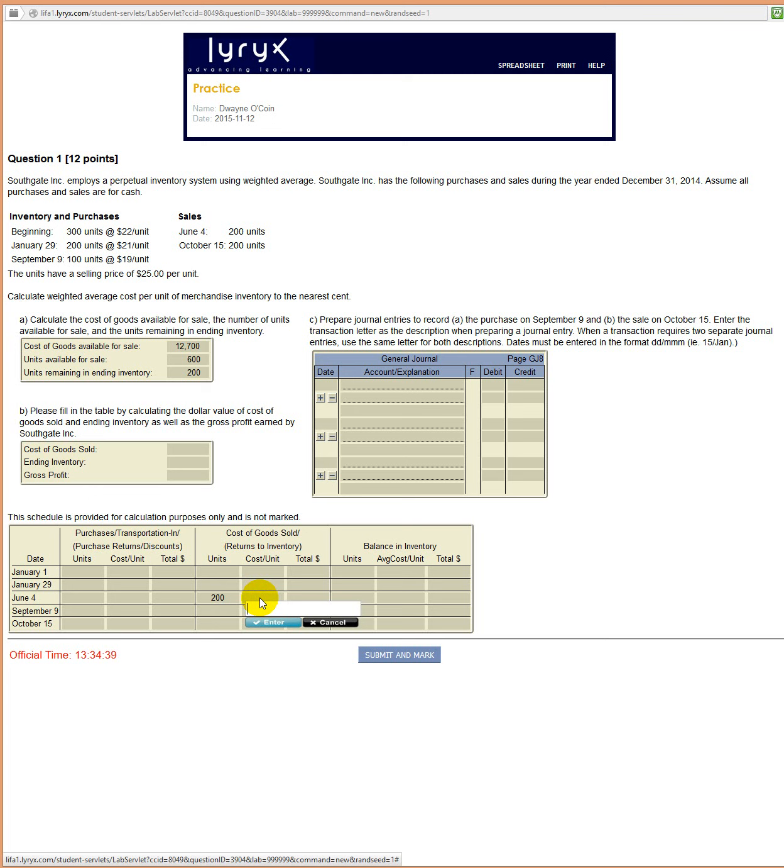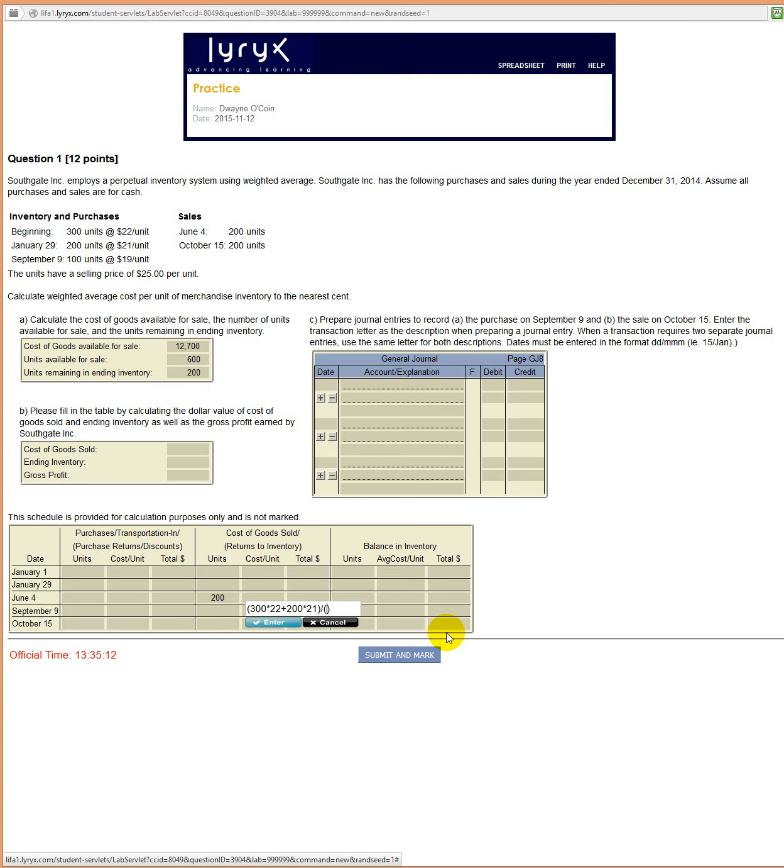So at June the 4th, we had 300 units at 22 plus another 200 units at 21. And so that's the dollar value. Of course, we need to put some brackets around that because the division will take precedence over the addition if we don't do that. So the bedmaster rule says we should put some brackets in. So that's 300 times 22 plus 200 times 21. That's the total amount of inventory that we have available at that time. And then that's the dollar side.